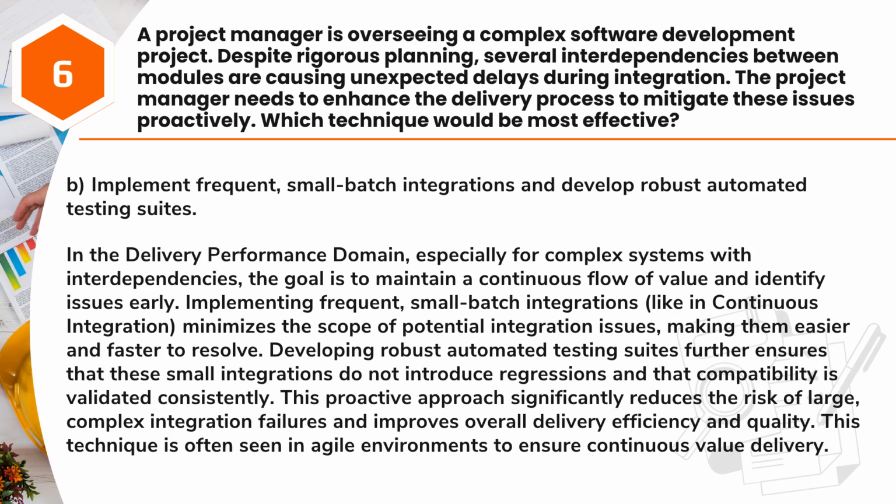Answer: B. Implement frequent, small-batch integrations and develop robust automated testing suites. In the delivery performance domain, especially for complex systems with interdependencies, the goal is to maintain a continuous flow of value and identify issues early. Implementing frequent, small-batch integrations, like in continuous integration, minimizes the scope of potential integration issues, making them easier and faster to resolve.